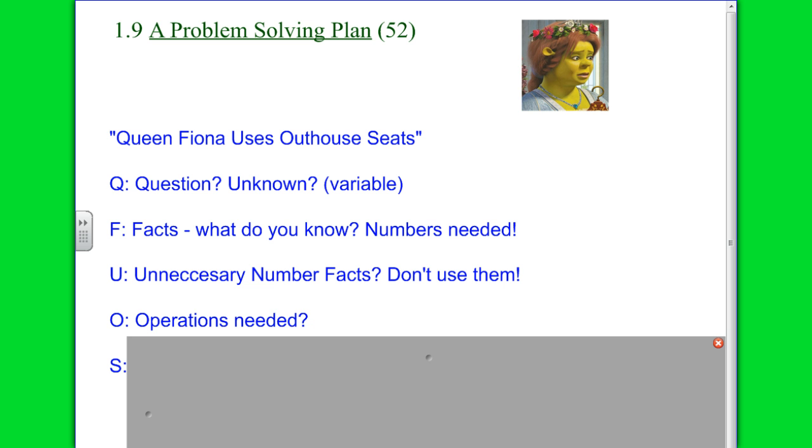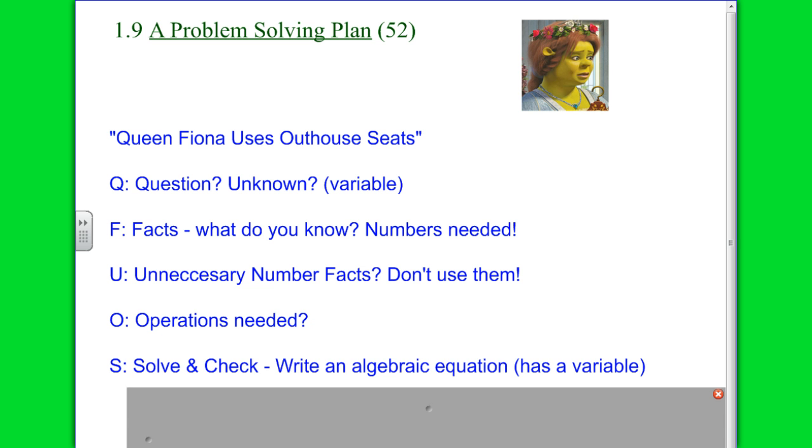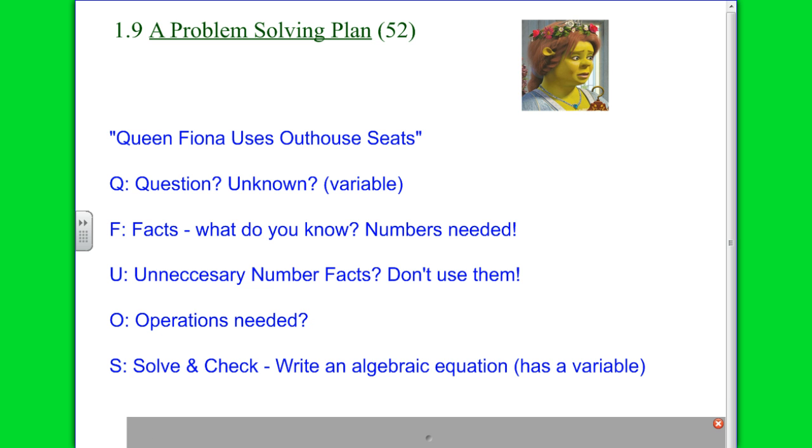S stands for solve. And when we say solve and check, you always want to check your work. It's at this step that we write the algebraic equation. Algebraic simply means it has a variable, as we have said. So the goal of the problem-solving plan is to take a real-world situation and write one equation that has a variable for your unknown in it, right? And it has all the important facts. If we can write that equation, we now can solve for the unknown.